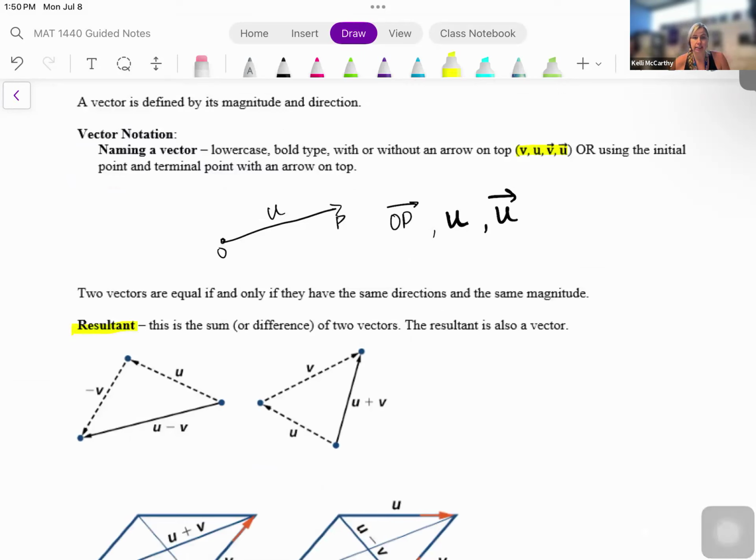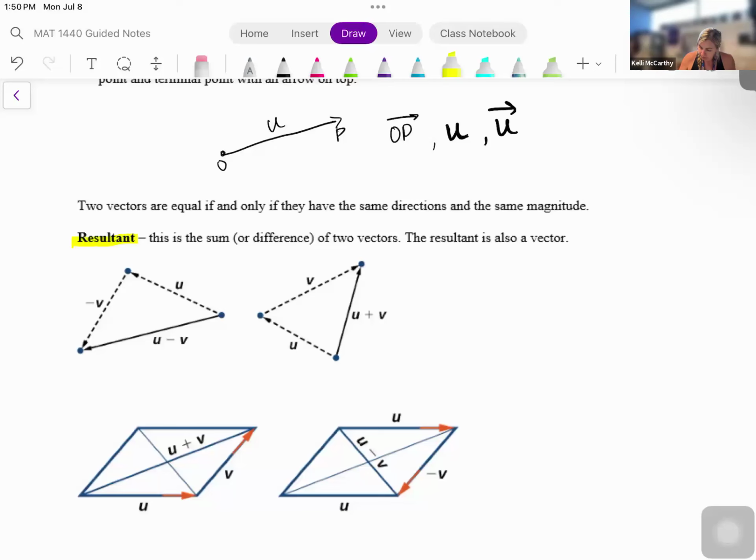The resultant is the sum or the difference of two vectors. The resultant is also a vector. So I'm going to start with this image on the right here. If I take vector U, starting at its initial point, going to its end point, and then adding vector V, so starting at the end point of U and going to the terminal point of V, the vector that connects the starting point of U to the end point of V, that's our resultant. And that's expressed U plus V.